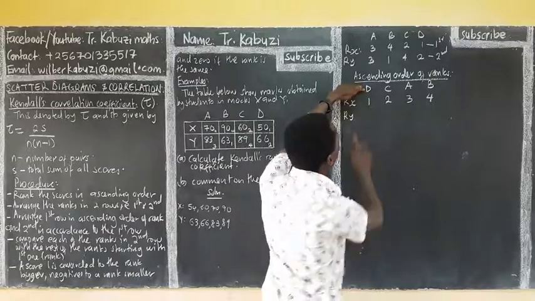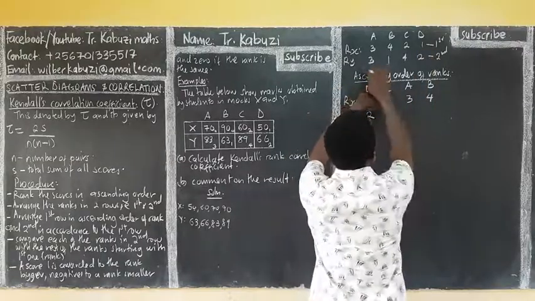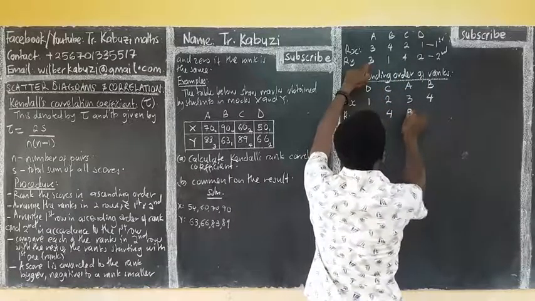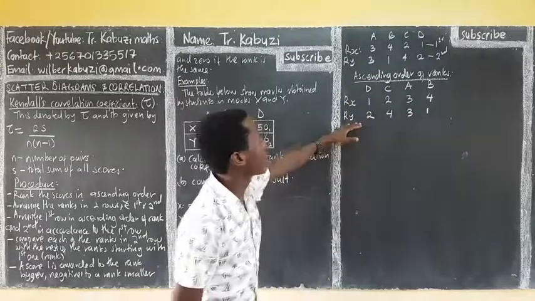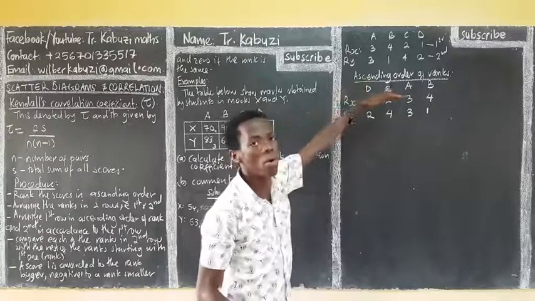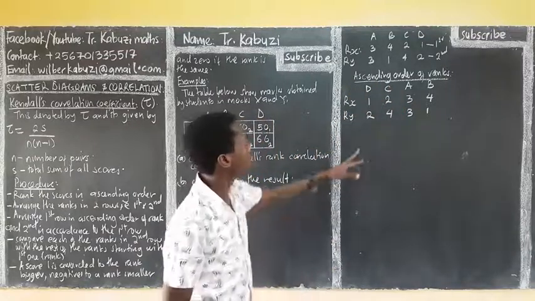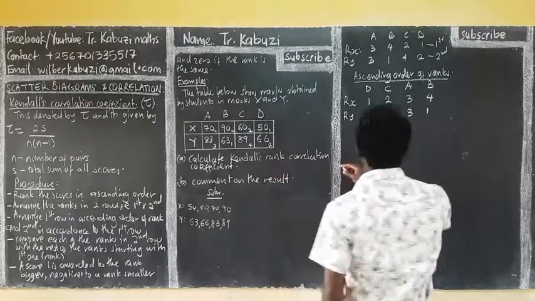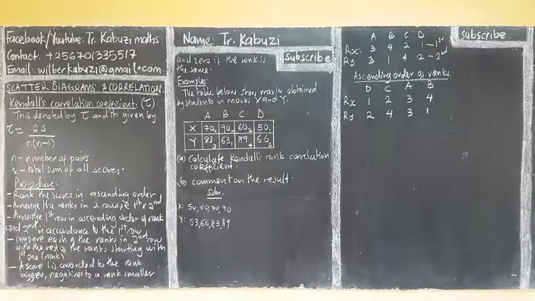For a D, in Y, a D had a 2. Then a C in Y had a 4. Then an A had a 3. Then a B had a 1. So now we arrange this one based on the first row after arranging it in ascending order. Now from there, we consider the rank of the second row. As you see here, compare each of the ranks in the second row.